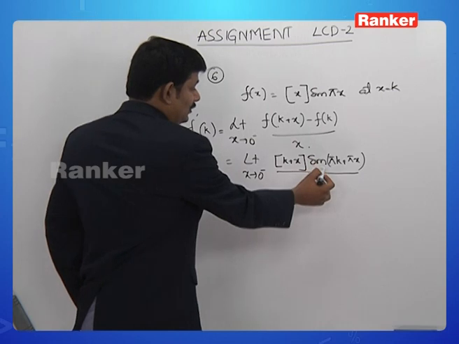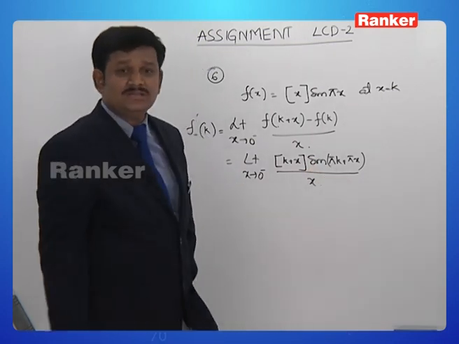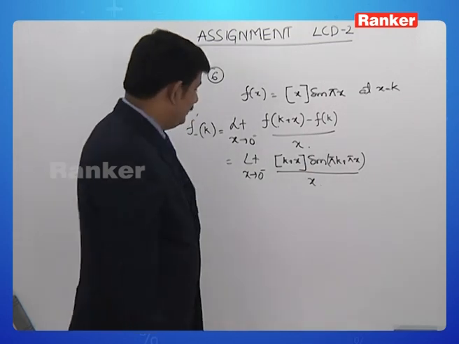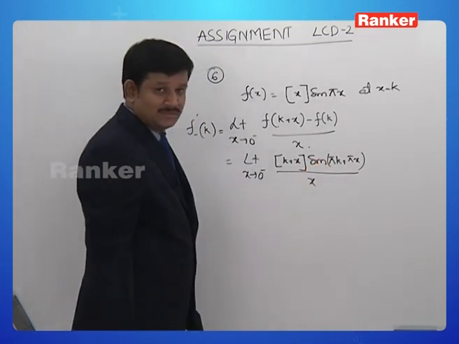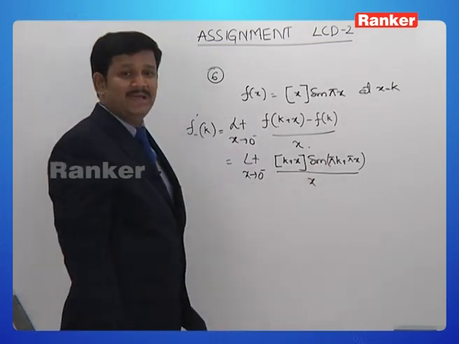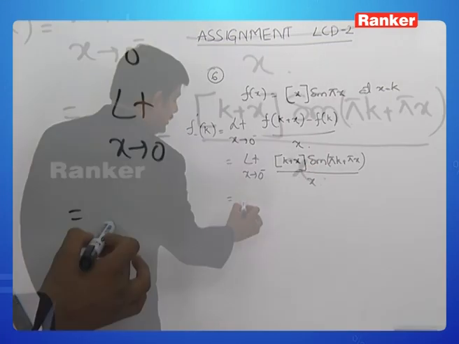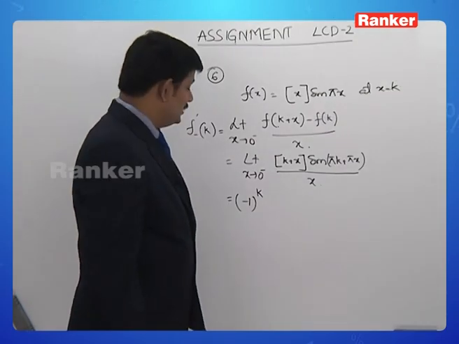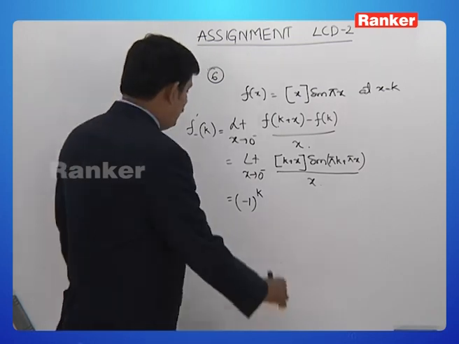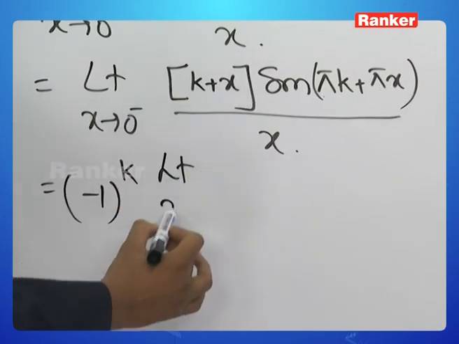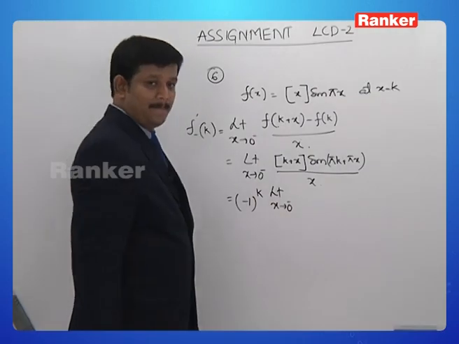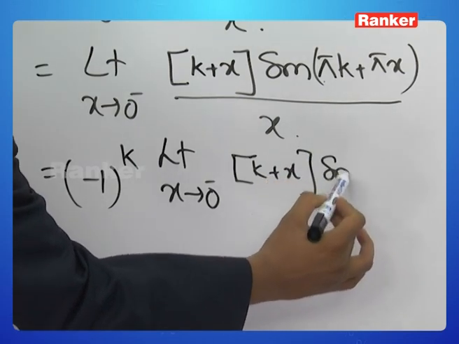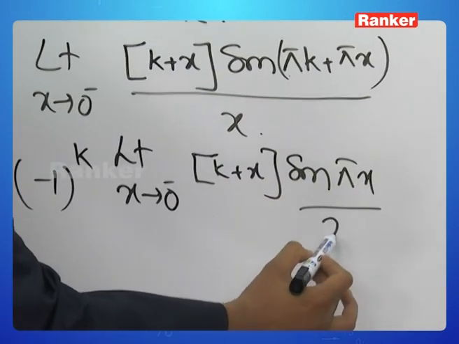So this will be plus sine pi x or minus sine pi x depending on whether k is even or odd. If k is even, this will be sine pi x. If k is odd, this will be minus sine pi x. So we can write it as minus 1 power k. Minus 1 power k is a number which is 1 when k is even and minus 1 when k is odd. Minus 1 power k into limit x tending to 0 of integral part of k plus x sine pi x divided by x.